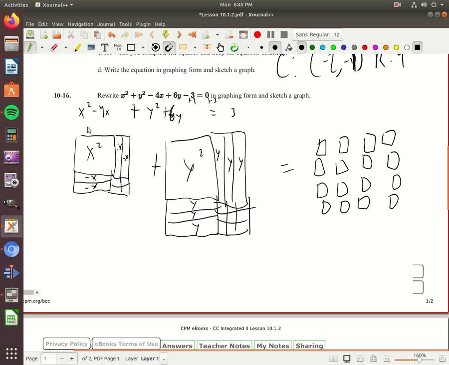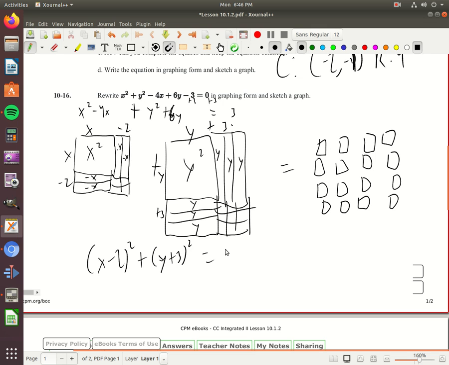So if I want to write this now, this one's maybe a little bit tricky. This is x minus 2. Right? These are negatives. X squared minus 2x. Negative 2 times negative 2 is positive 4. Here, I have y plus 3. Y squared, 3y, 3y, and 9. So if I want to rewrite this, I get x minus 2 squared plus y plus 3 squared is going to equal 16.